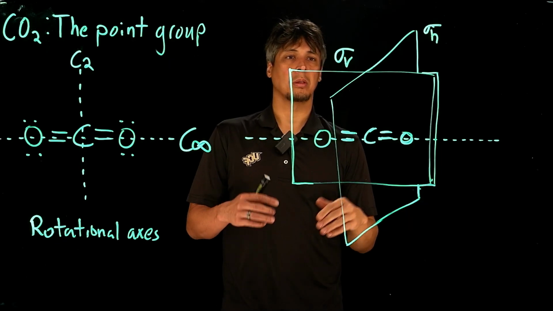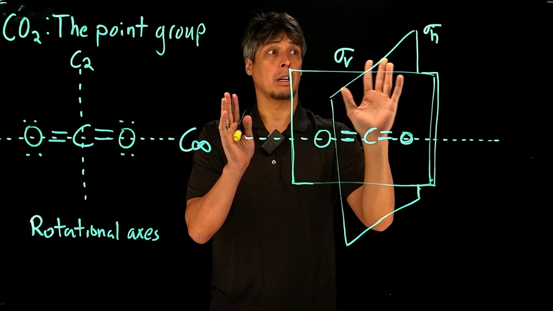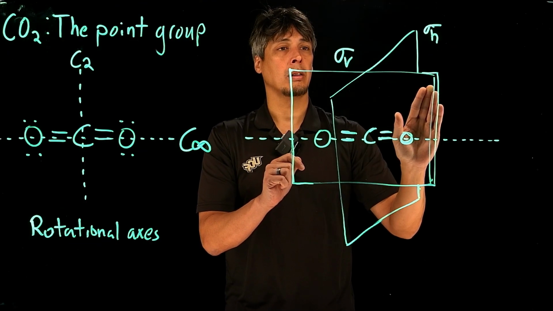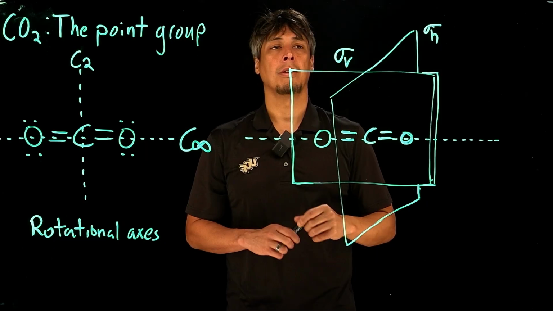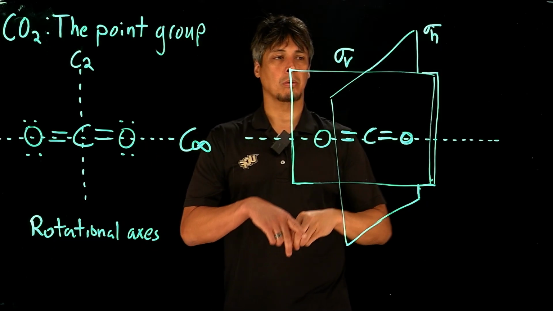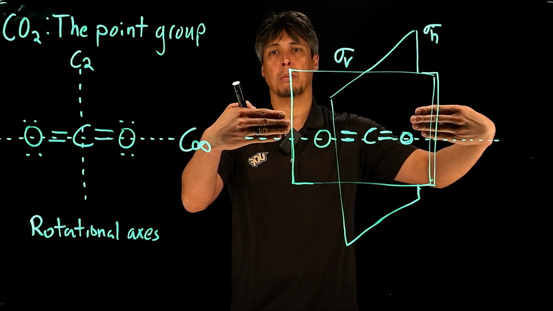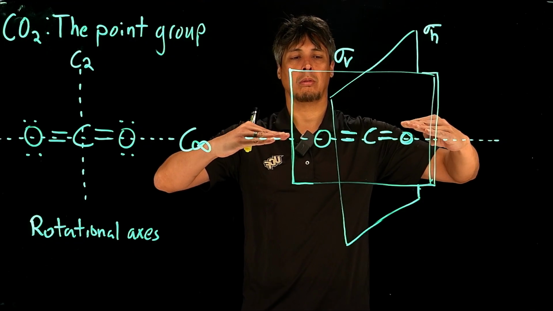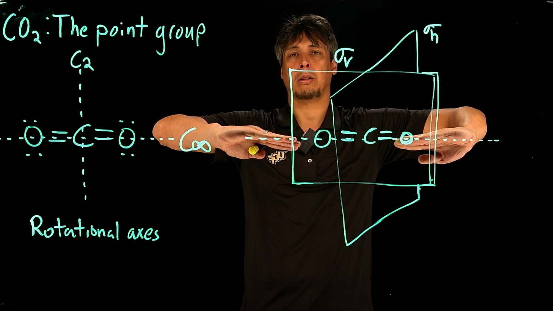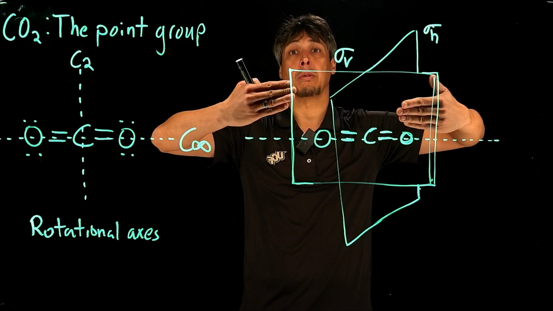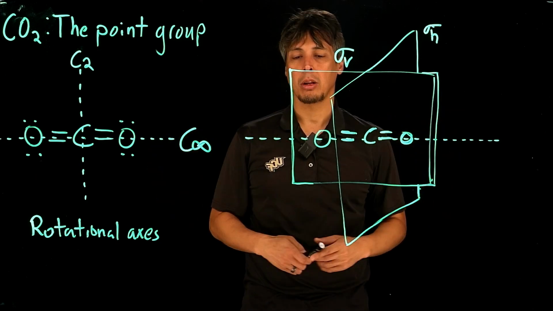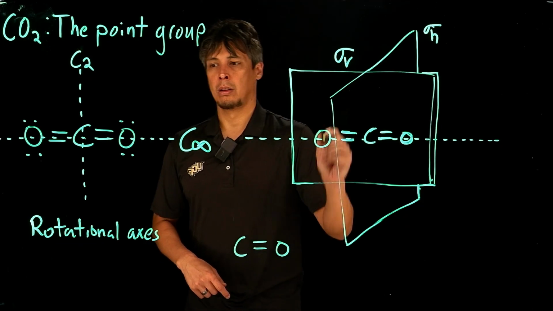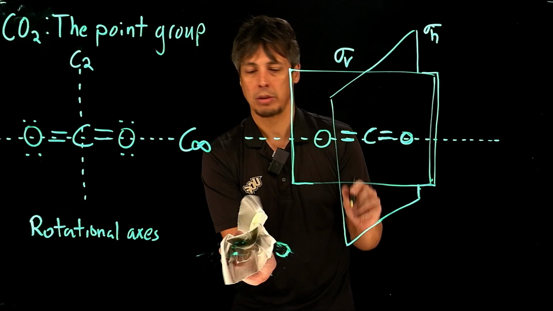Strictly speaking, similar to our rotational axes, we have one horizontal mirror plane, but we have an infinite number of vertical mirror planes because we can place this mirror plane either within the plane of the light board, perpendicular to the light board, or anywhere in between, and we'd still have that mirror symmetry for the molecule. So these are referred to as mirror planes.